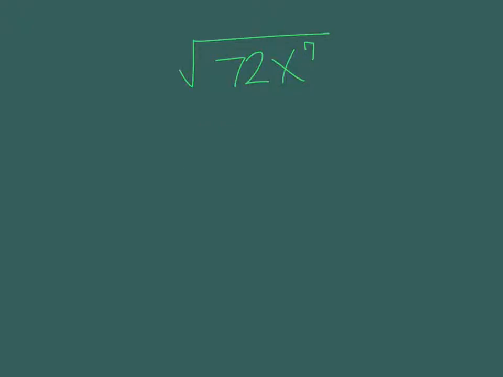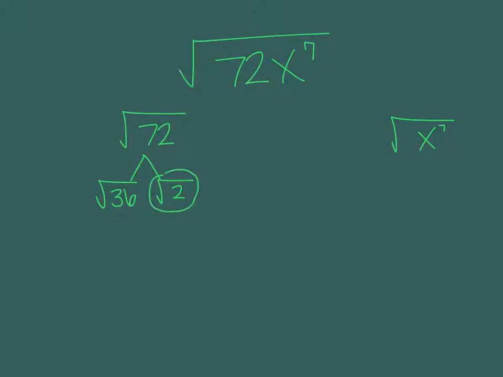All right, try this one. I'm really going to look at this as two separate problems, radical 72 and radical x to the 7th. For 72, I'm going to break this into 36 and 2. Now at this point, you might say, oh my gosh, 36 is a perfect square, and you can go ahead and skip down here to our answer.